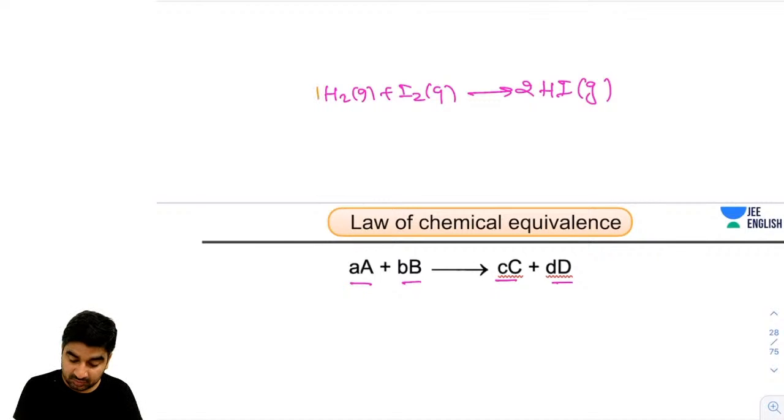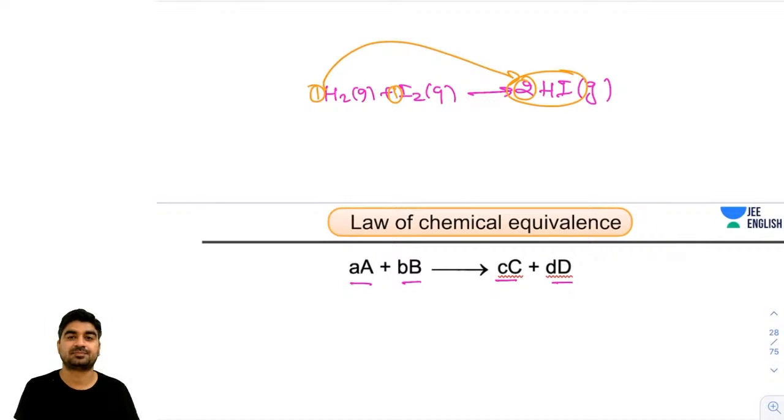I read it like 1 mole of this reacting with 1 mole of this to produce 2 moles of this. And I can say 1 mole of hydrogen will give you 2 moles of HI. But to say this, I have to balance this reaction. And here if I am writing this reaction, I will say A moles of A are reacting with B moles of B to produce C moles of C, D moles of D.